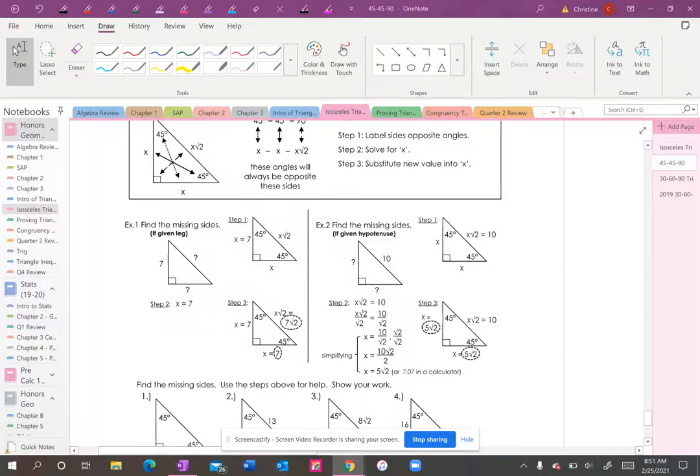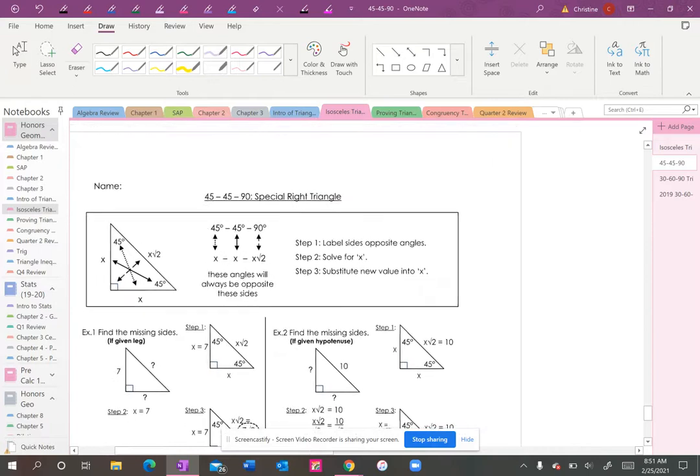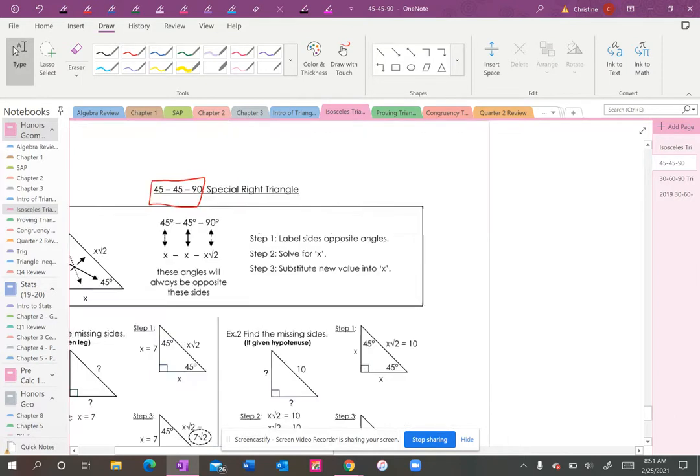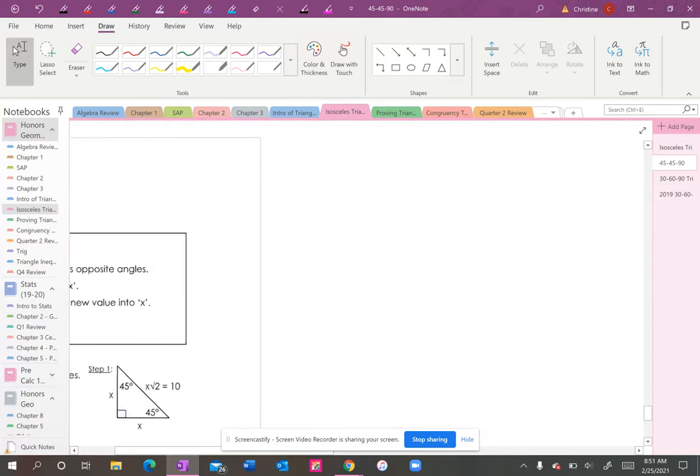All right, so today we're going to talk about something called a special right triangle. And there are actually two special right triangles. One of them is going to be a 45, 45, 90 right triangle. So let me, first of all, just refresh our memories on the Pythagorean theorem.